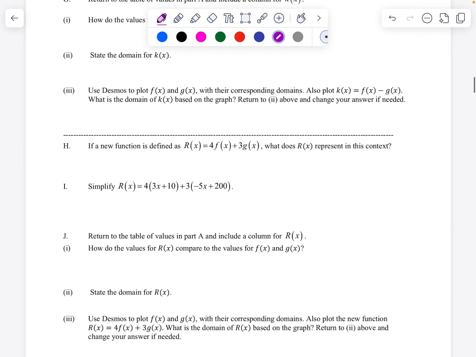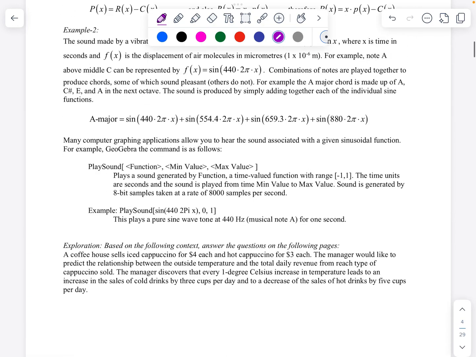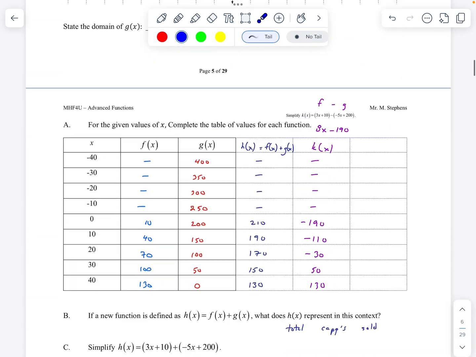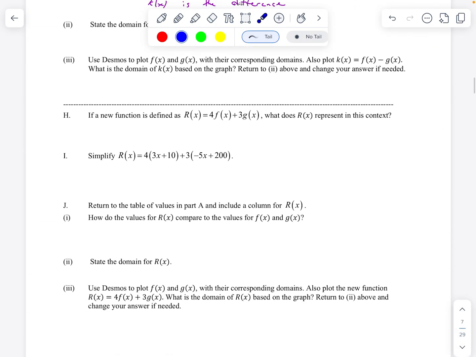And then your last one here, if we go back to the top, why did they pick 4 and 3? 4 is how much money they make on an iced cappuccino, and 3 is how much money they make on a hot cappuccino. So why would you be multiplying here? 4f of x plus 3g of x is the total revenue.